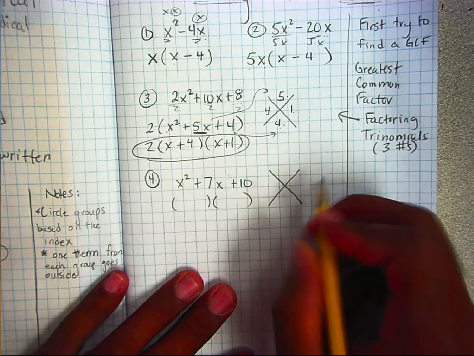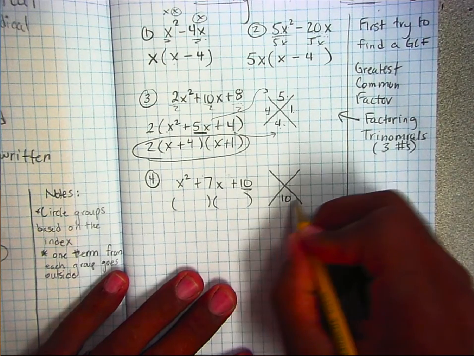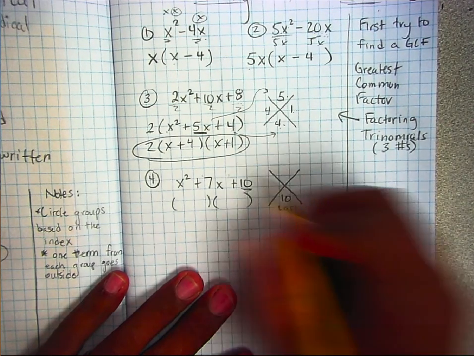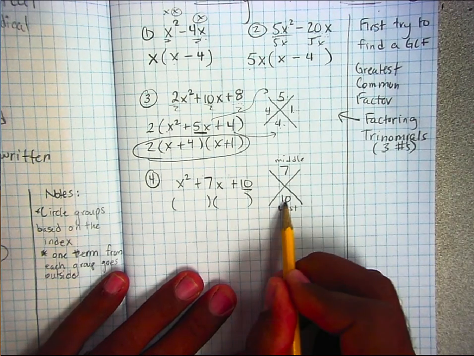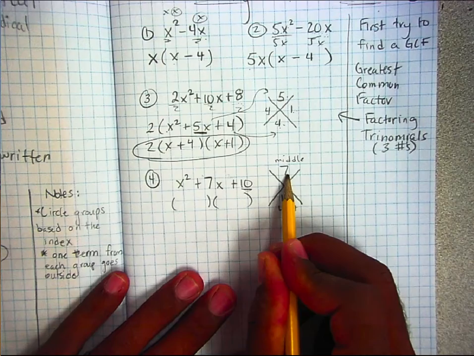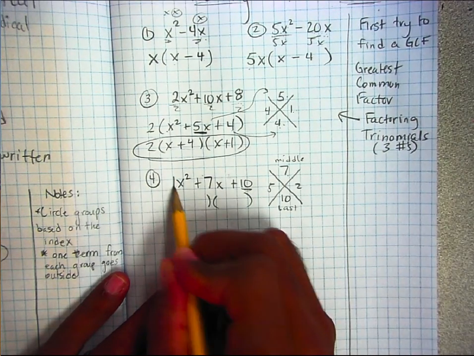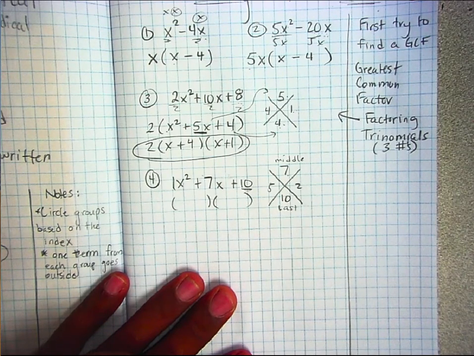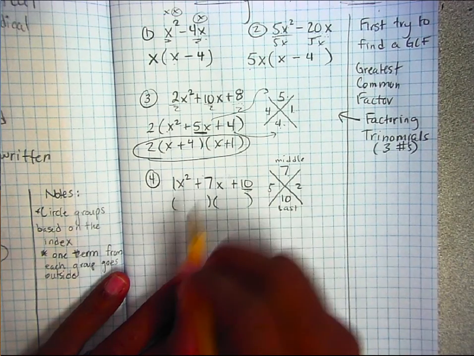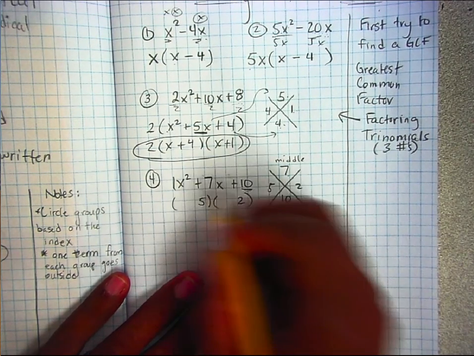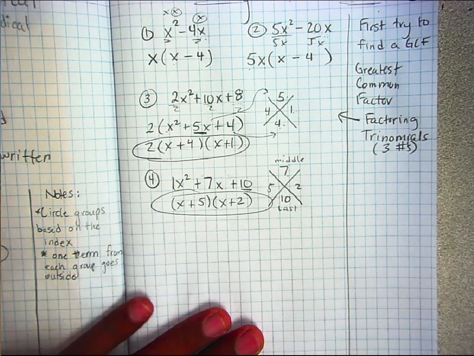Here, I would say, okay, 10, that goes on the bottom. This is your last term, and then the middle term goes on top. Two numbers that add up to 7 and multiply to 10 will be 5 and 2. And because there's just a 1 right here, I can take these 2 numbers and put them right into the binomial. Okay, and there is my polynomial factored out.